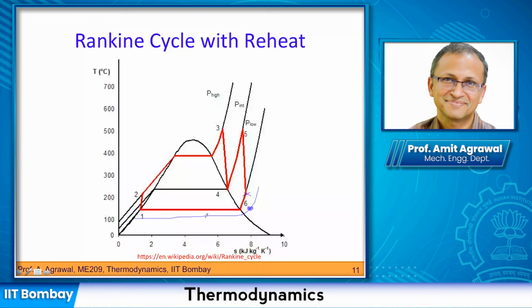The work from turbine 1 is 3 to 4, and from turbine 2 is 5 to 6. Am I correct? Yeah, that's right. So this is turbine work 3 to 4, and 5 to 6 is also turbine work. Heating here is now from 2 to 3, and then again from 4 to 5.